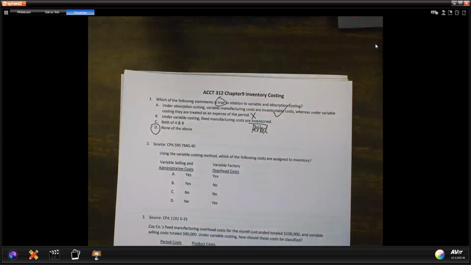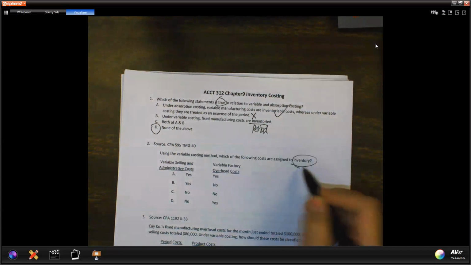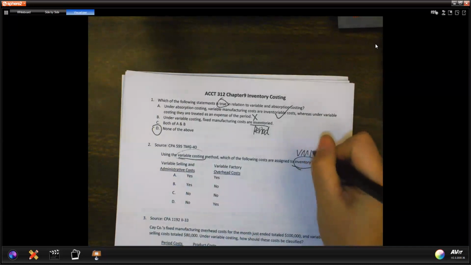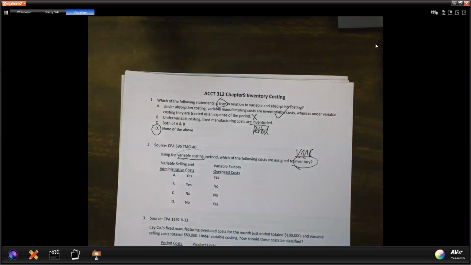Next one, talking about using the variable costing method, which one is assigned to inventory under variable costing. We said only your variable manufacturing cost will be included in your inventory. So you have to know what the variable manufacturing cost is. It has to be a manufacturing cost, which means the cost has to occur in your manufacturing department, and it has to be variable, which is direct material, direct labor, and variable manufacturing overhead. So those are the main things.